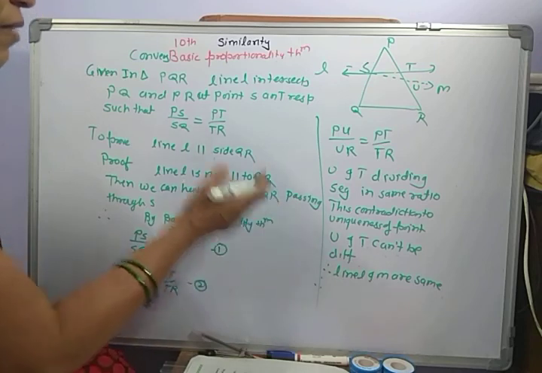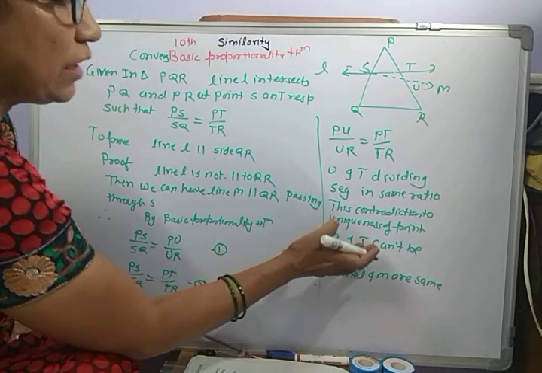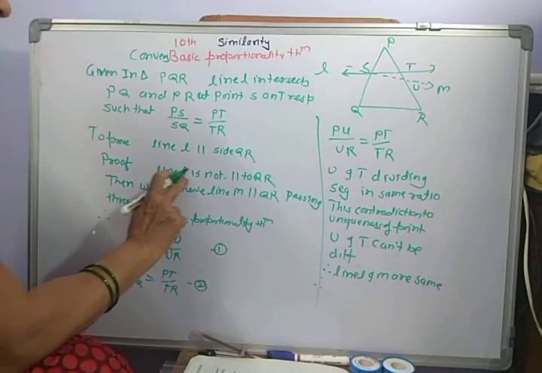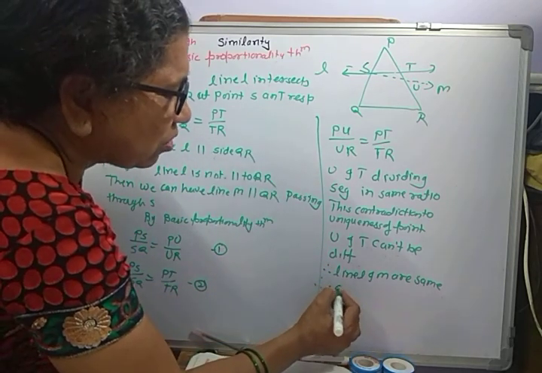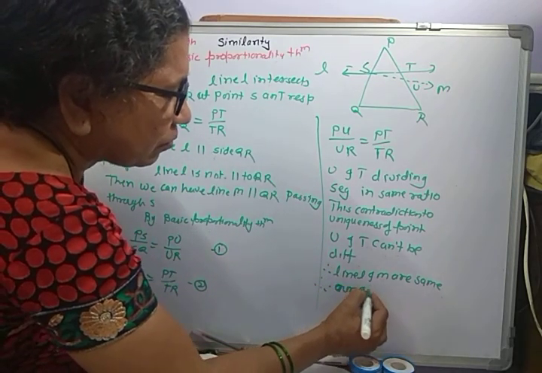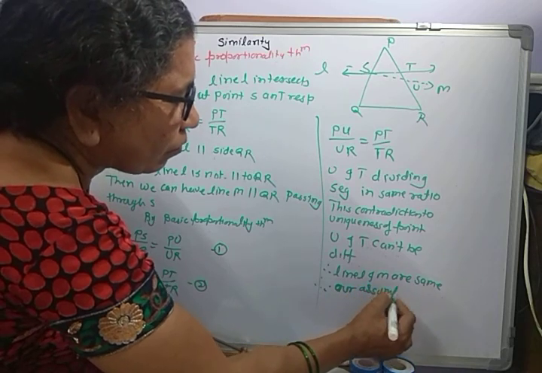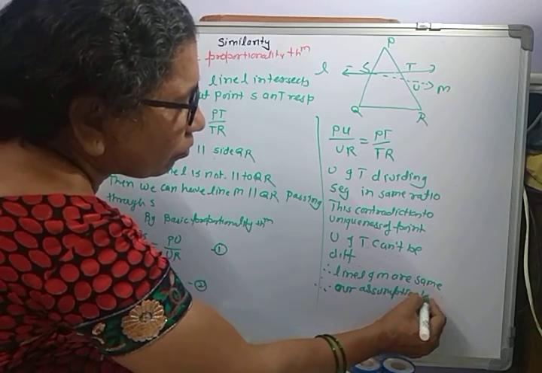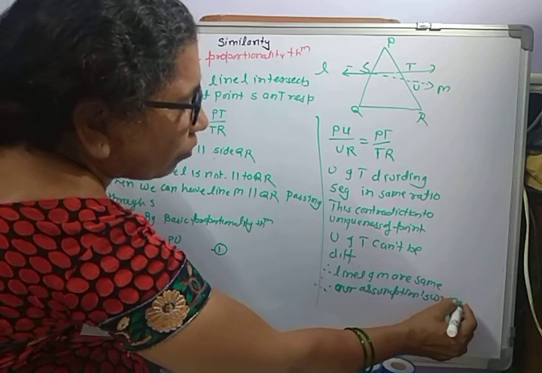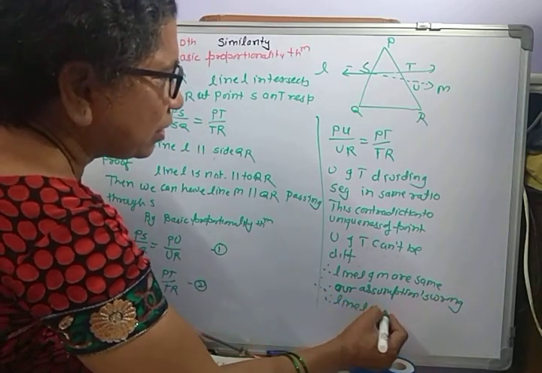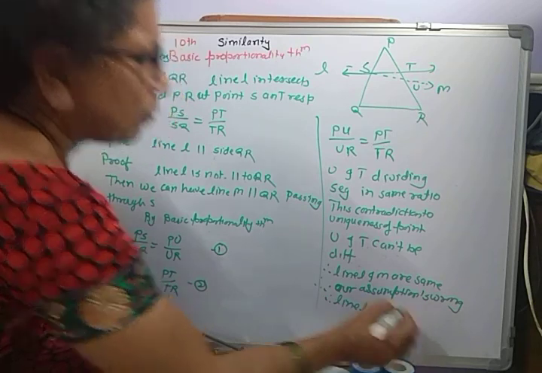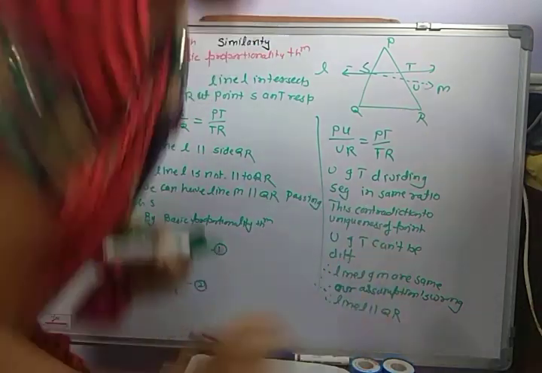We constructed M parallel to QR. Why did this happen? Why do we get two points? Because we assumed that line L is not parallel. Therefore, our assumption is wrong. Therefore, line L is parallel to QR. Understood?